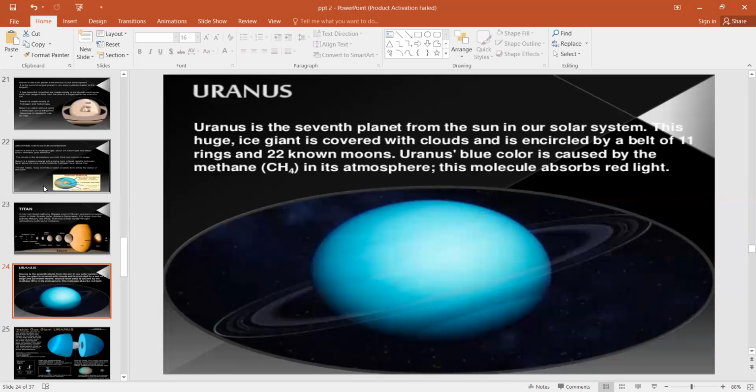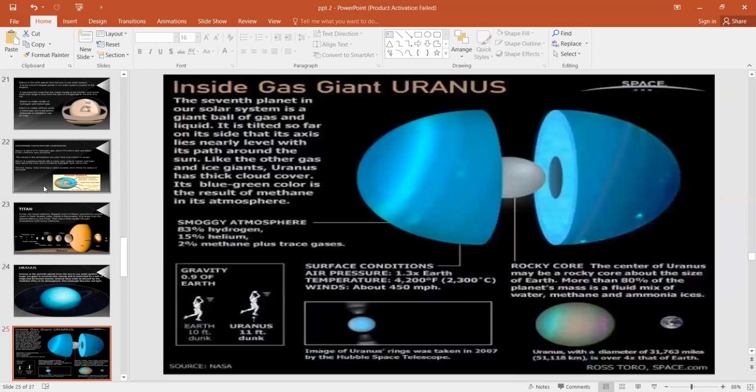Uranus. So Uranus is the seventh planet from the Sun in our solar system. This huge ice giant is covered with clouds and is encircled by a belt of 11 rings and 22 known moons. Uranus' blue color is caused by the methane in its atmosphere, and this molecule absorbs red light. Uranus has a thick cloud cover, and its blue-green color is the result of the methane in its atmosphere.